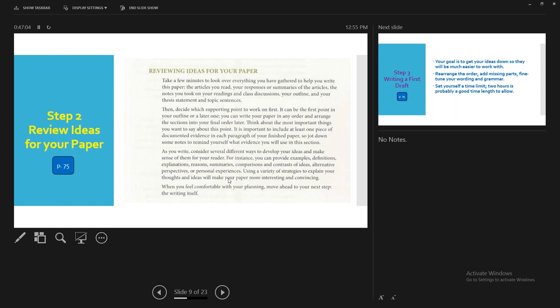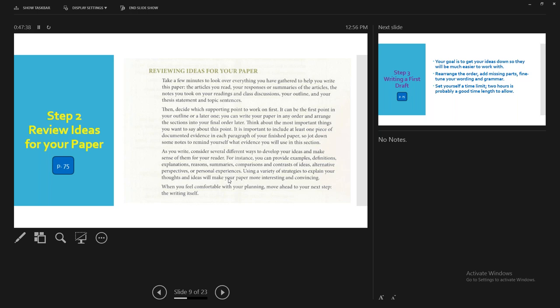It asks you to take a few minutes to look over everything you have gathered to help you write this paper. Remember, I advised you and we agreed to do this TMA as a process, because we said writing is a process and you should read several resources to gather information, and then you can start your writing. So this is what they want you to do.